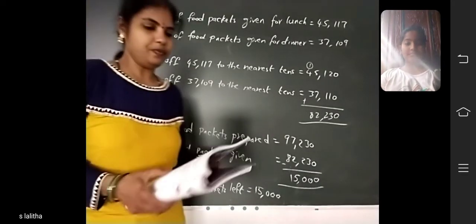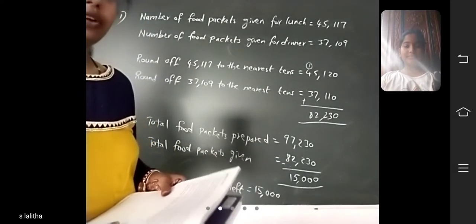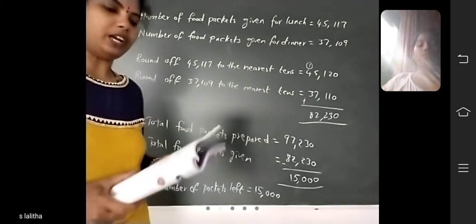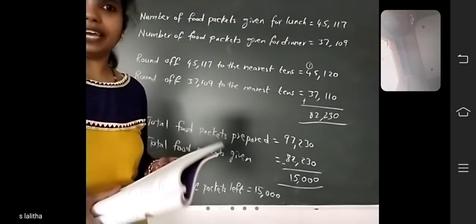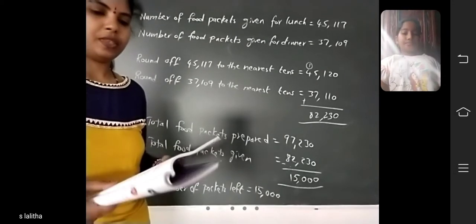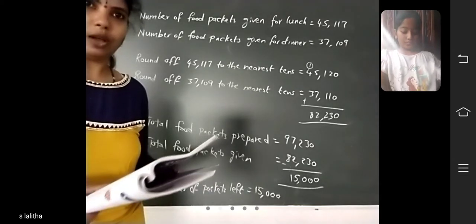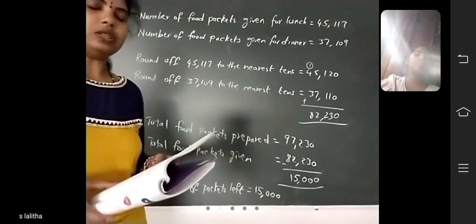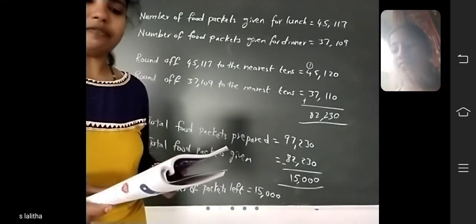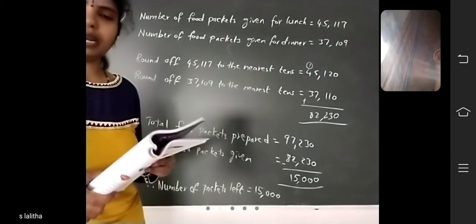Next question, see children. An ice cream factory produces 81,533 ice creams in a day. So the ice cream factory produces how many ice creams per day? 81,533 ice creams produced. If 20,678 ice creams are mango flavored, 34,910 are strawberry flavored, 6,758 are orange flavored, and the remaining are grape flavored.